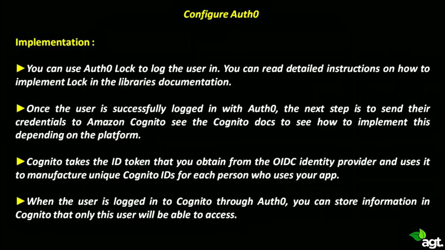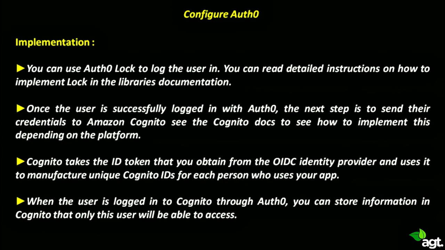So what about the implementation process? You can use Auth0 Lock to log the user in, and you can check out the instructions on how to implement login from the Amazon Web Services website. Once the user is successfully logged in with Auth0, the next step is to send their credentials to Amazon Cognito. Cognito takes the ID token that you obtain from the OIDC identity provider and uses it to manufacture unique Cognito IDs for each person who uses your application.